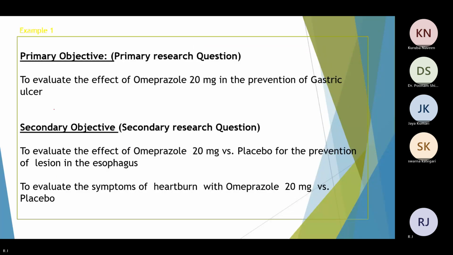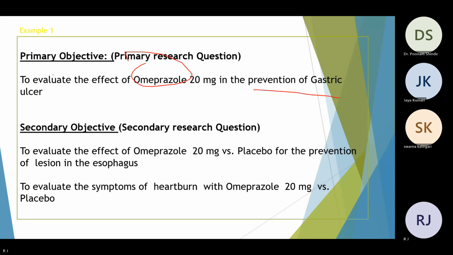For example, this omeprazole 20 mg, I'm conducting one clinical trial. I'm conducting one phase 2 clinical trial, to evaluate the effect of omeprazole 20 mg in prevention of gastric ulcer. So you can see here, my primary purpose is to know the effect of this drug in the prevention of gastric ulcer. This is my primary objective. This is my primary goal.